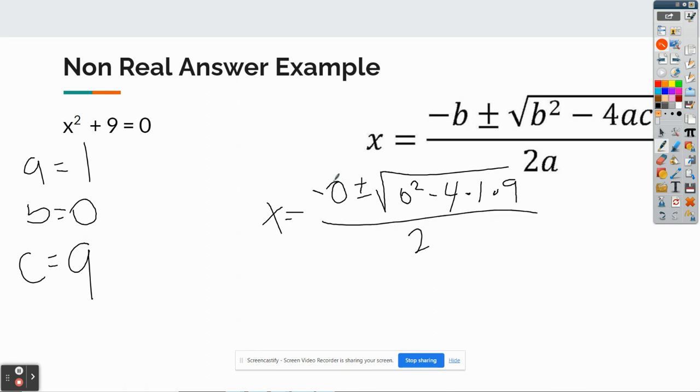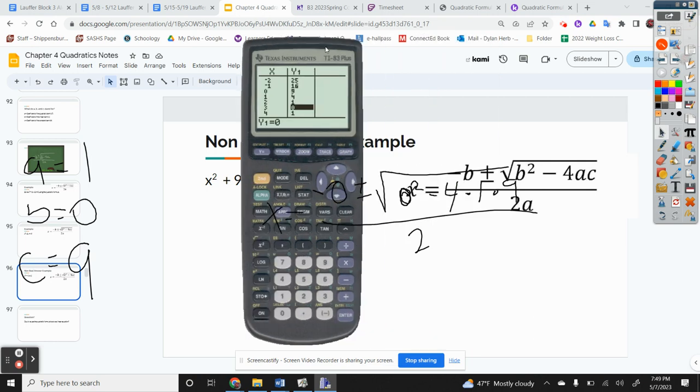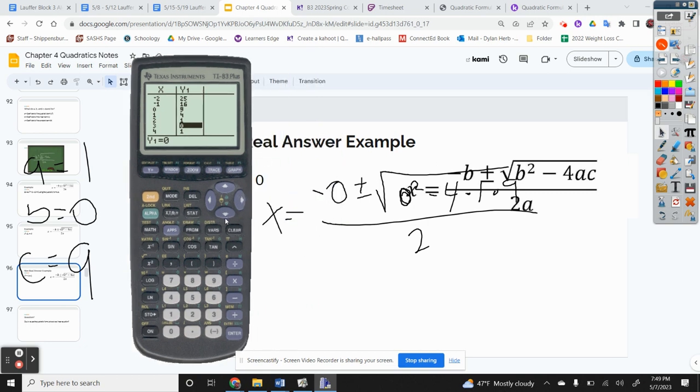Okay, so there's our setup. This is 0. And then again, I just go to the calculator. I type in everything that's underneath the square root. So in this case, that would be, and I know what 0 squared is, but I'm just going to do it the same way I did.